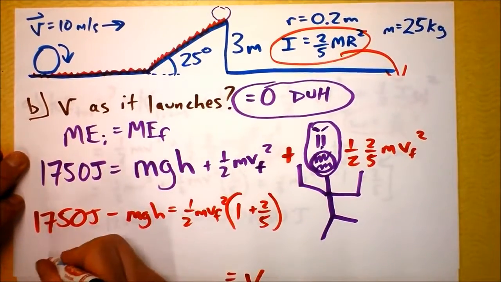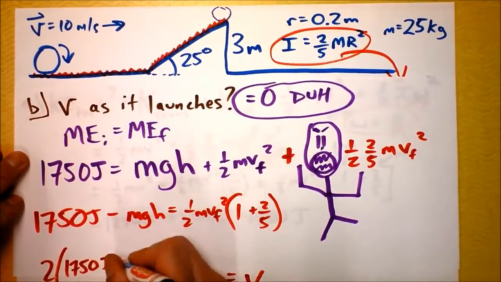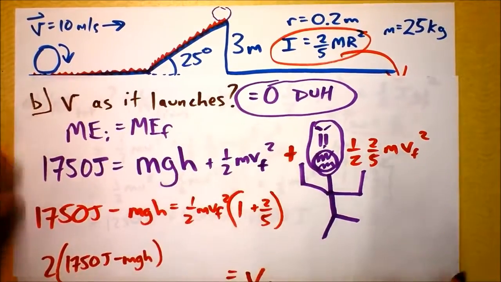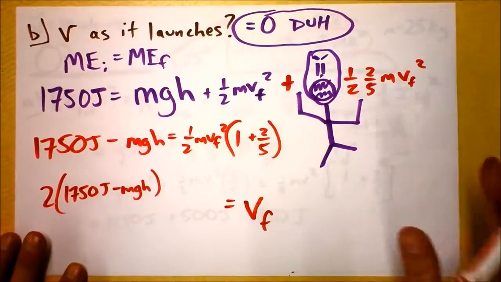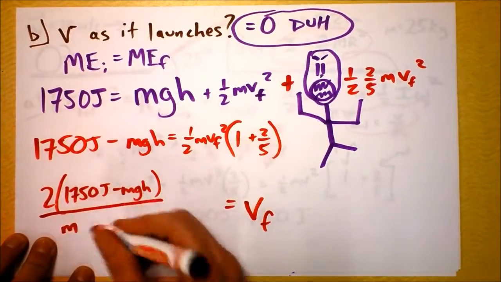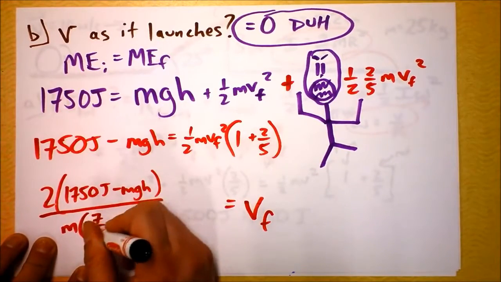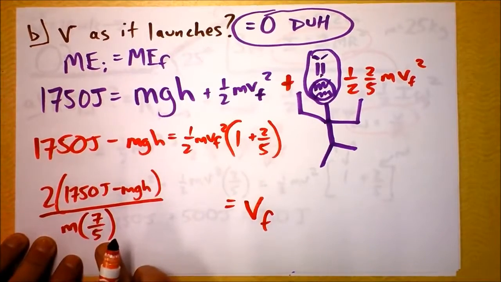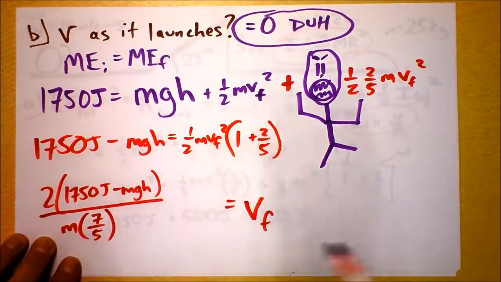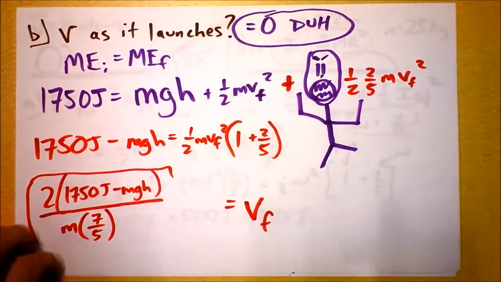What are we going to do? Multiply by a factor of 2. I've got 2 times 1750 joules minus mgh. Oh my goodness. And then I'm supposed to divide by mass, and I'm also going to divide by 7/5. Dividing by 7/5 is not as good as multiplying by 5/7, but it's too late. The damage is already done. And then I have to square root both sides, and then we're done.